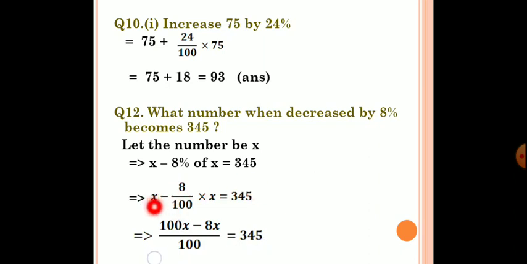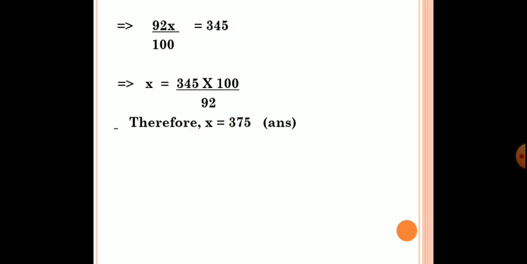Now x, there is nothing in the denominator, that means it is x by 1 minus 8/100 x. So here 1 is the denominator, taking the LCM as 100. So in the denominator we have 100. So in the numerator what will happen? 100 into x, that is 100x minus 8x is equal to 345. So 100 minus 8, times x, is how much? 92x by 100 equals 345.